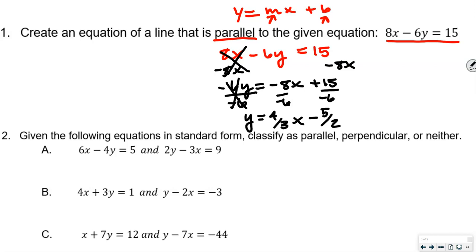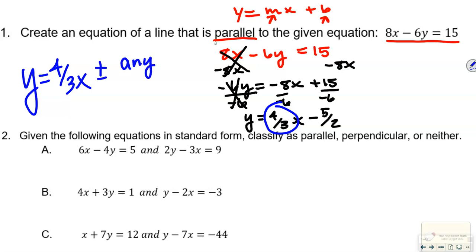Okay, so it says we've got to create a line that is parallel to this line. So we're looking at this slope right here, okay? So the equation is going to be y is equal to 4/3 x. And honestly, you can put any number you want next, okay? So I'm going to say plus or minus any number. And I mean any number, y'all. It could be negative 10,000. Or it could be positive 1,000,000, okay? So any of those numbers would work, okay?